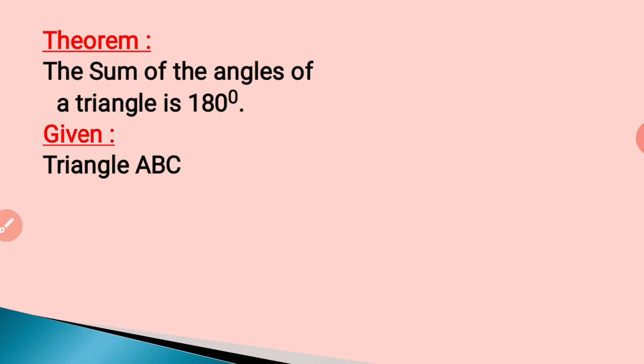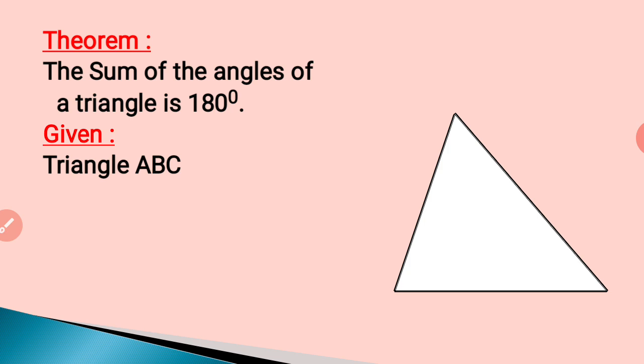Now, if we read the statement of the theorem, we see that we are already told that there is one triangle. Let me name the triangle ABC. So, we have a triangle ABC. We have to prove that the sum of all the three angles, that is angle A plus angle B plus angle C, is equal to 180 degrees.